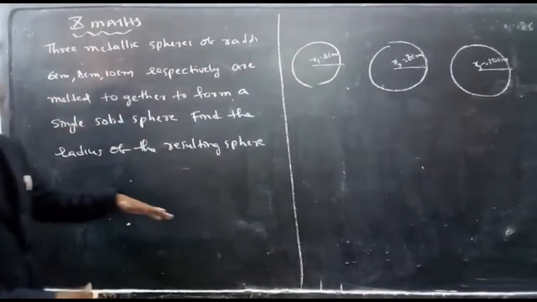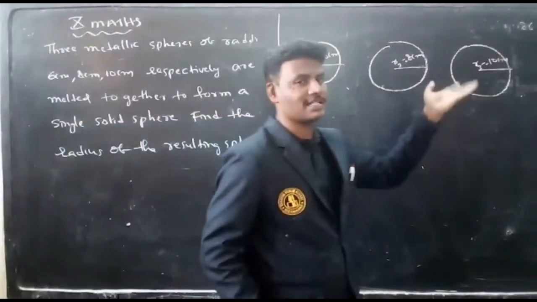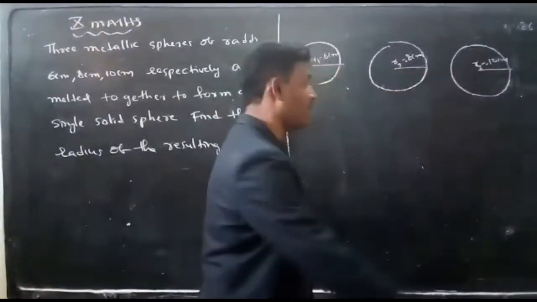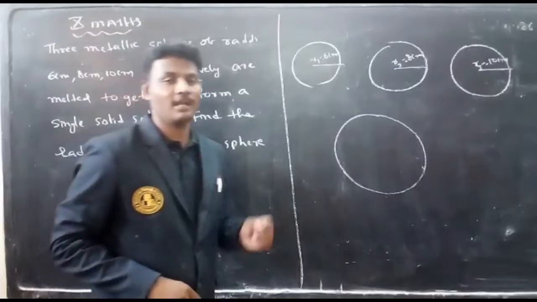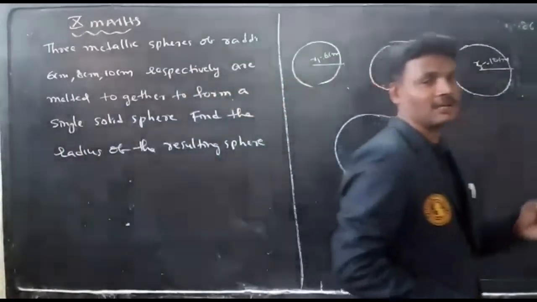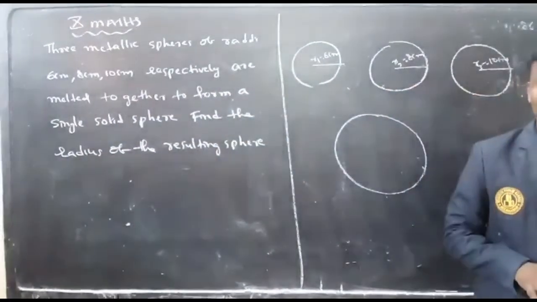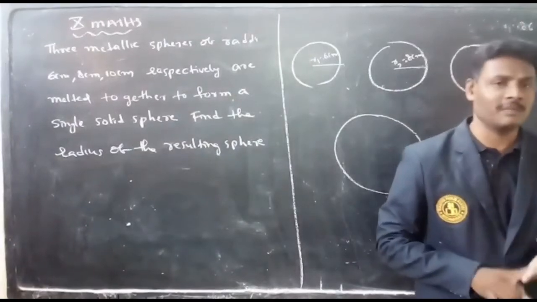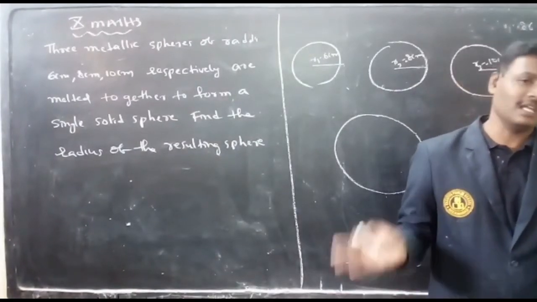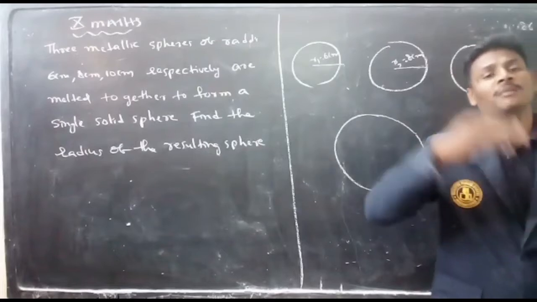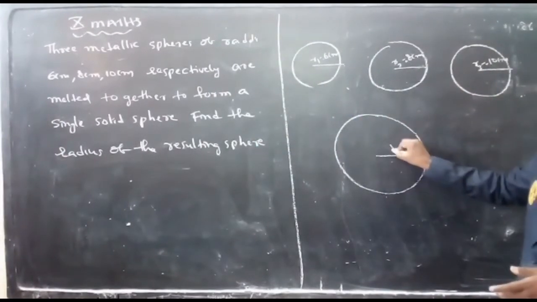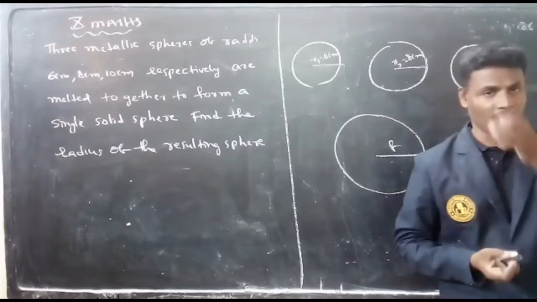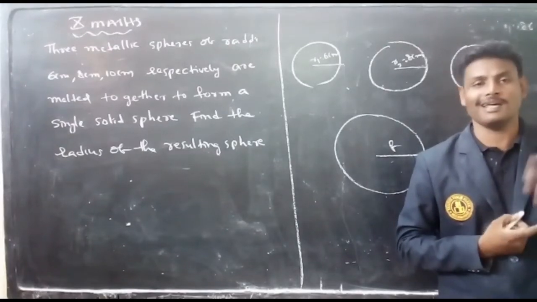These 3 spheres are melted and recast into a largest sphere. So here we have 3 metallic spheres with radius 8 centimeters, 6 centimeters and 10 centimeters. He melted the 3 spheres and made one largest sphere. You have to find the radius of the largest sphere.